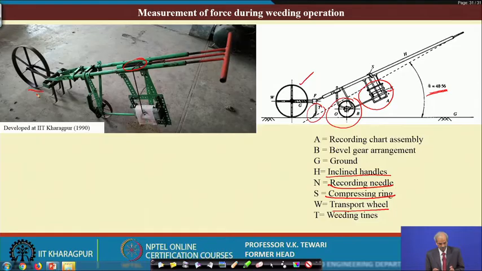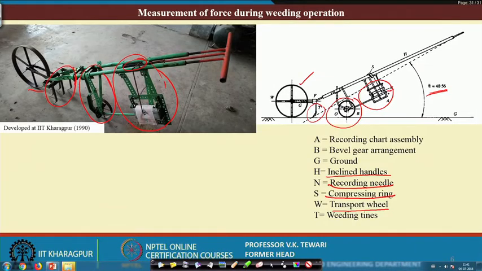In fact, the push pull weeder has been modified into a force measuring device. You can see that everything else is there. What we have done is we have used this portion and this portion, by which we are in a position to measure the force required for operation of this particular tine.